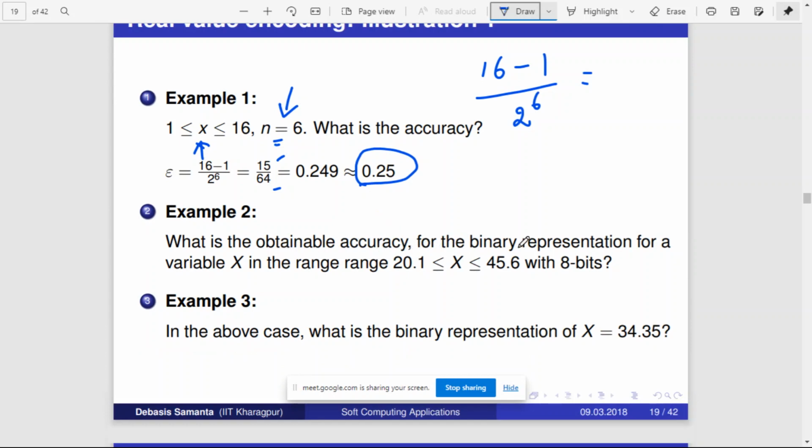Here is another question. What is the obtainable accuracy for the binary representation for x in the range of 20.1 to 45.6 with 8 bits? What is xu here? 45.6. What is xl? Divided by what? 2 to the power 8. What is the value? Could someone solve this? What's the output of this?